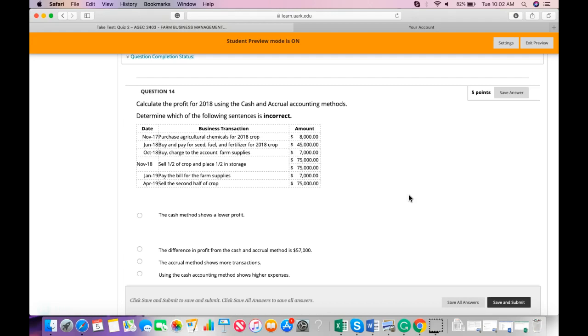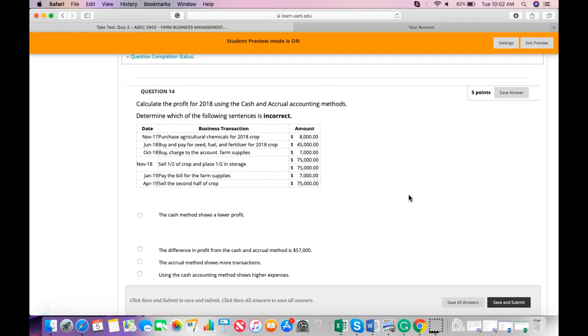My accrual has more transactions. I am noting the amount that I'm charging to the farm supply store. I also note that's $8,000. I note $45,000 expenditure. I count $150,000, the amount of inventory that I have, as well as the amount of product that I sold. And then I also have to handle that $7,000, which I owe, but I didn't pay until the following year. So that brings my accrual profit to $90,000.